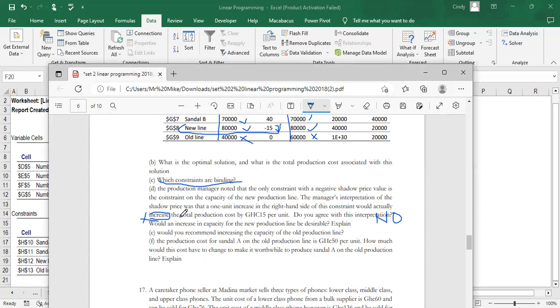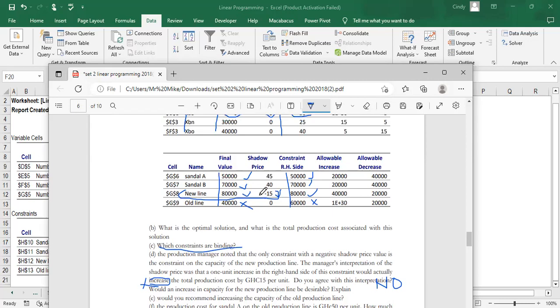All right, so the manager's interpretation of the shadow price was that a 1 unit increase in the right-hand side of this constraint would actually increase total production cost by 15. Do you agree? No, because this is a negative. A negative always means decrease. So it's telling us that a 1 unit increase in the right-hand side, the resource side, will decrease total production cost by 15, not increase.